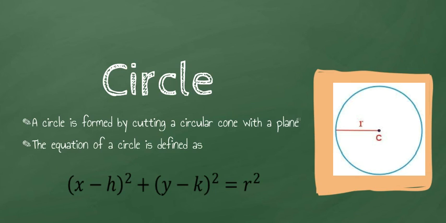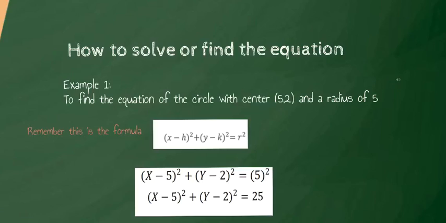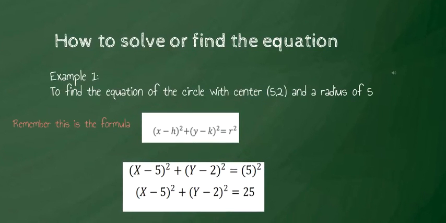This is the equation or formula of the circles: (x - h)^2 + (y - k)^2 = r^2. In this case, h and k are the center of the circle and r is the radius. Now, I'm going to explain how to find the equation with some examples.